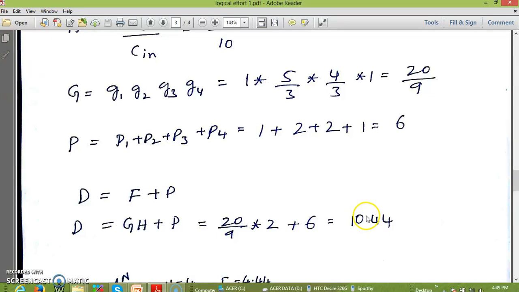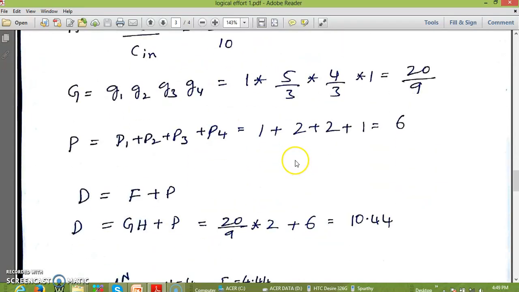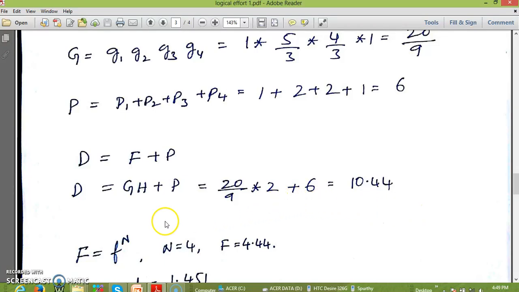In order to have a delay of 10.44, what should be the dimensions of each of the transistors that are used to get these NAND gate and NOR gate as well as the inverters? For the first inverter, the dimension, the scaling factor, is given. For the others, it is X, Y, Z. So we are supposed to estimate the values of X, Y, Z so that it can give a delay of 10.44, which is an optimized delay.